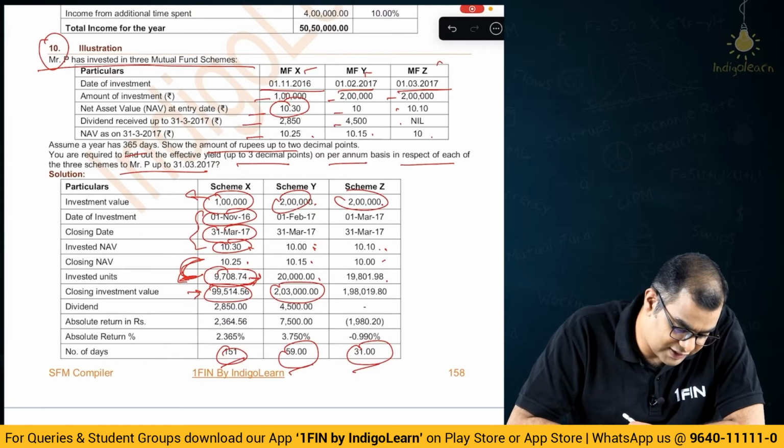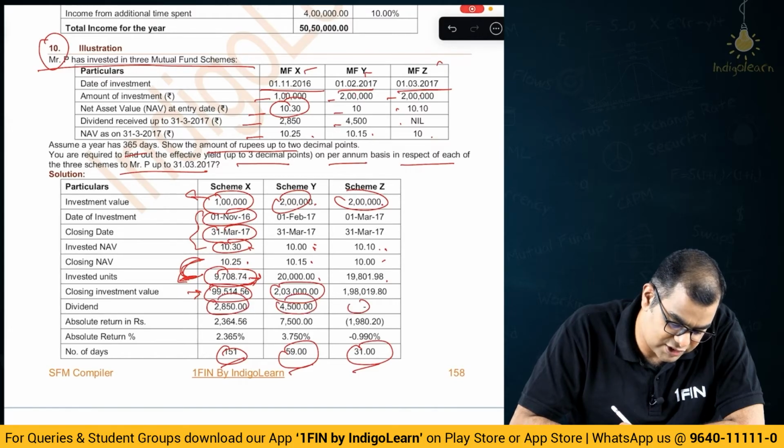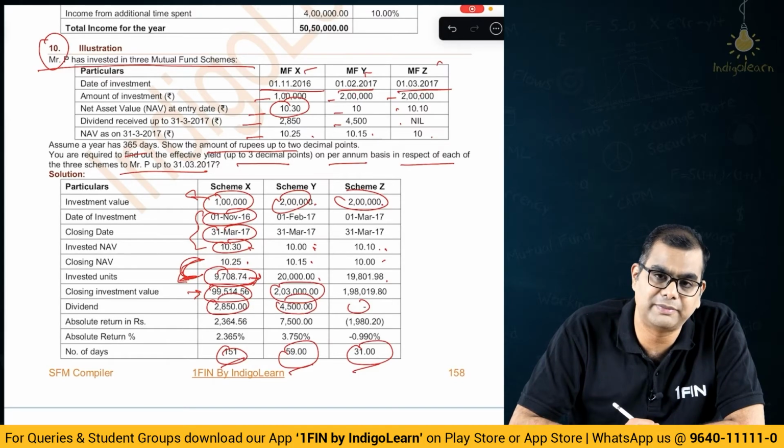Then, what do they ask after that? They have also received dividend. How much is the dividend? Dividend received is 2850, 4,500 and 0. So, what is the total return that has been achieved?